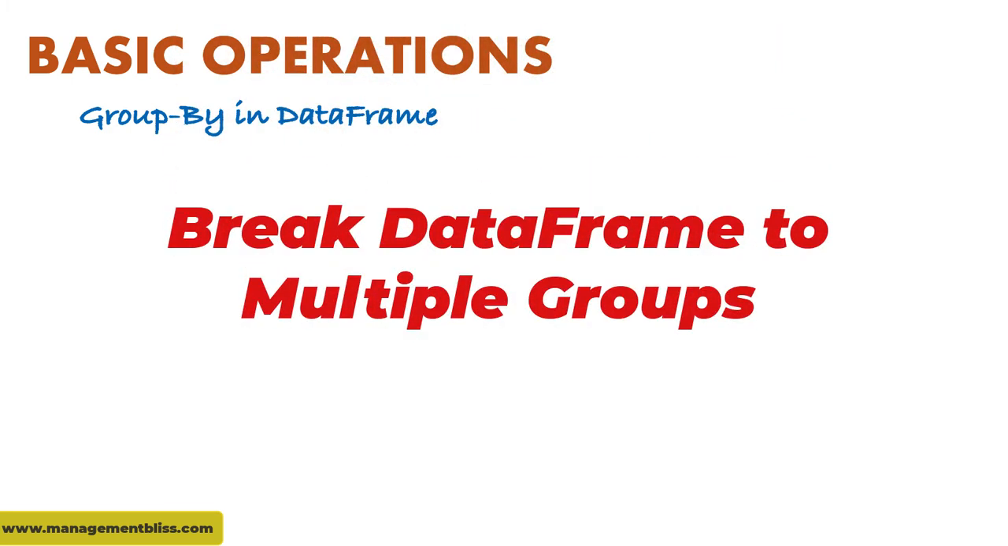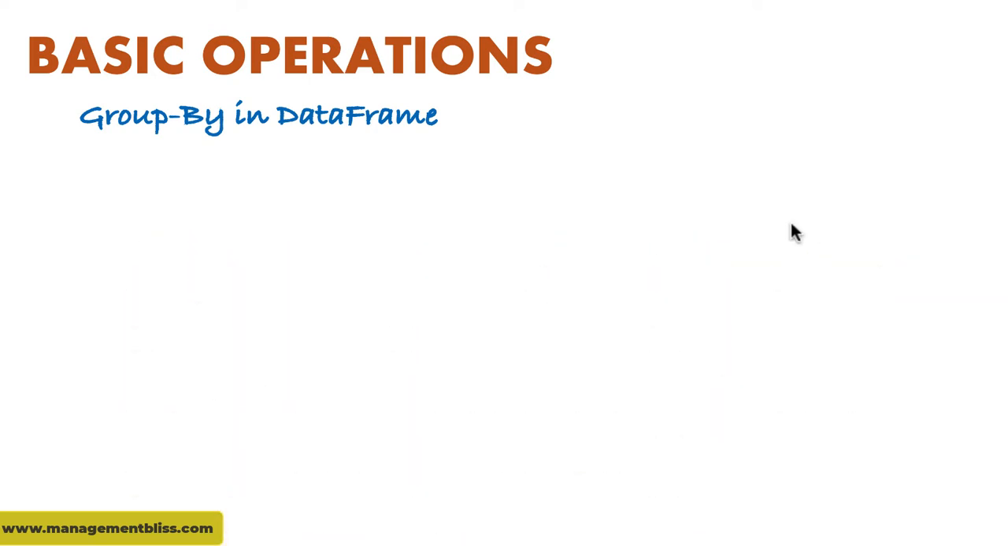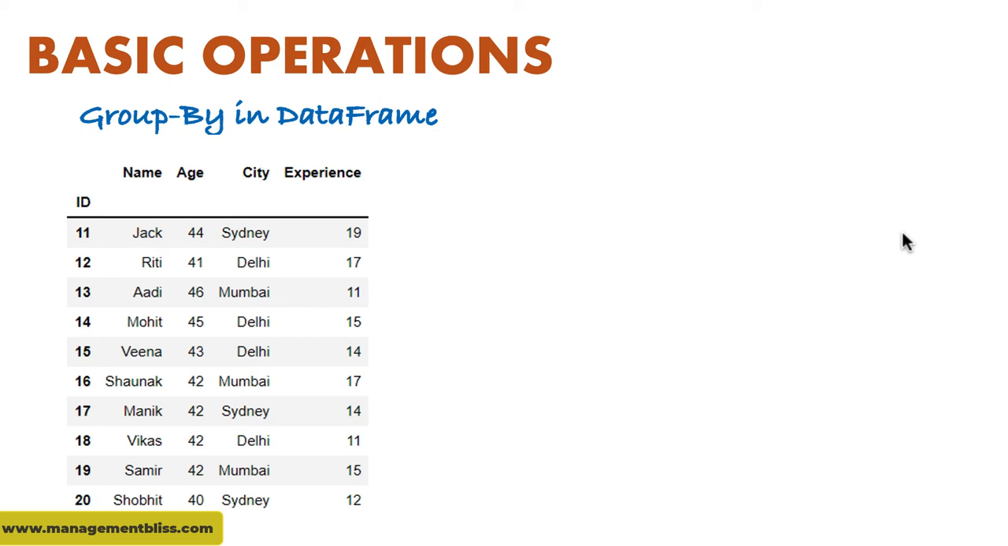Another very elementary but advantageous operation is group by in a data frame. The group by mechanism in Pandas provides a way to break the data frame into multiple groups or chunks. These splits can be based on the values of single or multiple columns. Let's take an example. Assuming that we have a data frame, something like this.